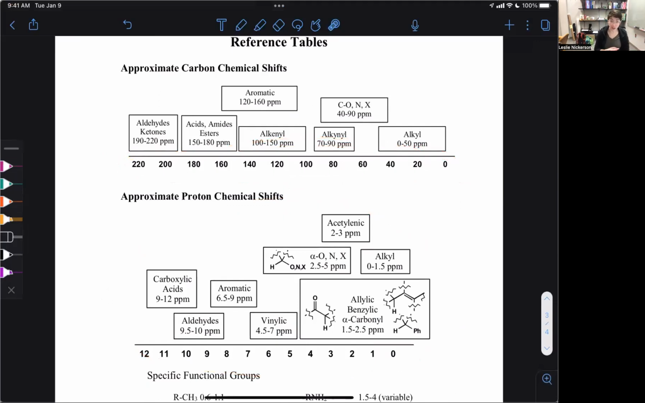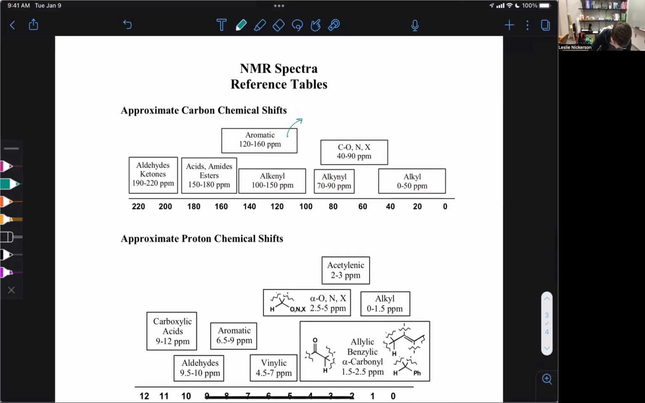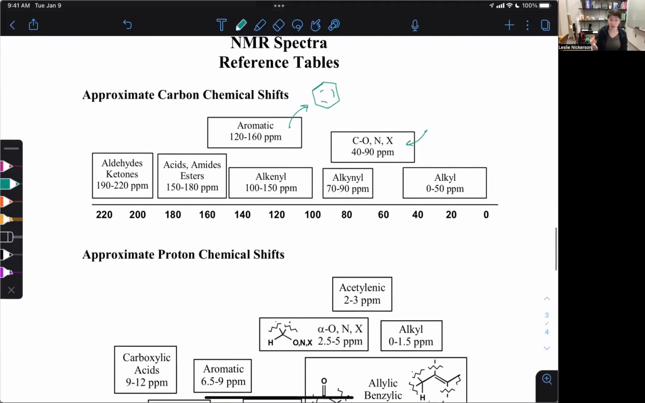Okay, so a couple things that we got to talk about here just in terms of nomenclature. So aromatic, okay, remember that's going to be our benzene. So we're looking for benzene here. This, I really want you to be thinking electronegative atoms.